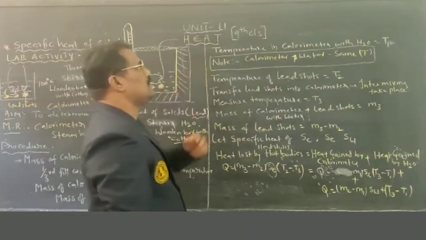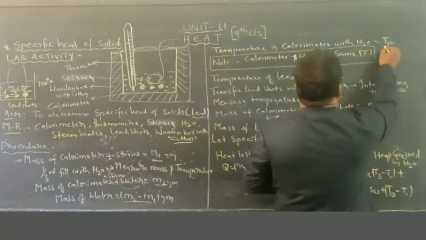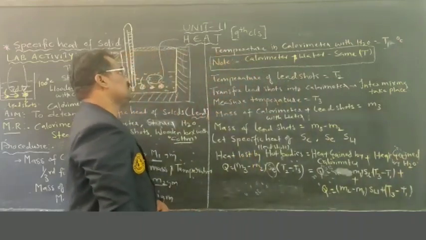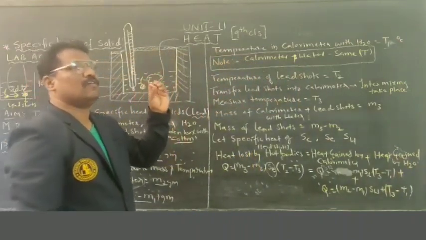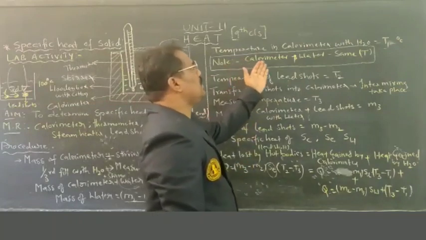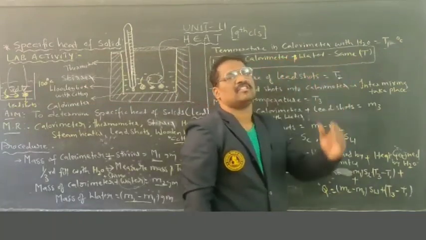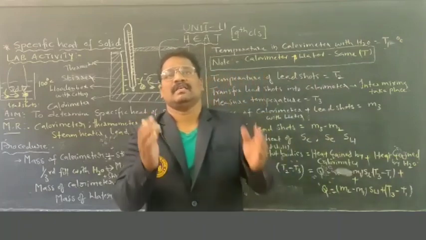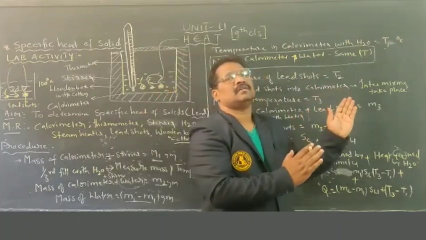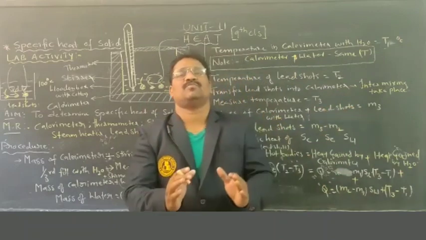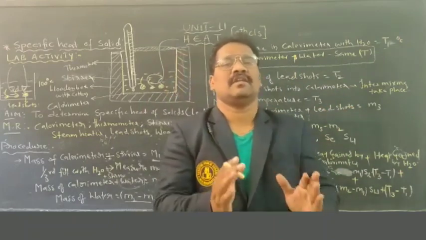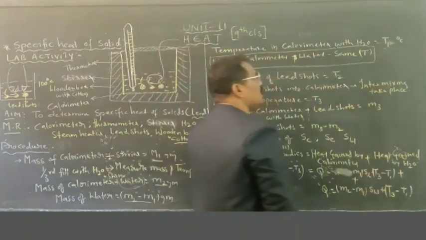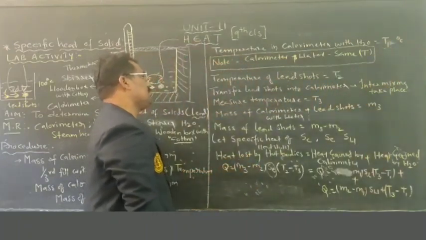I said measure the temperature also. Note down the initial temperature of the calorimeter with water. Let the temperature be T1 degrees Celsius. Note that the calorimeter as well as the water must both be at the same temperature. That's the reason I have taken it as T1 degrees Celsius.